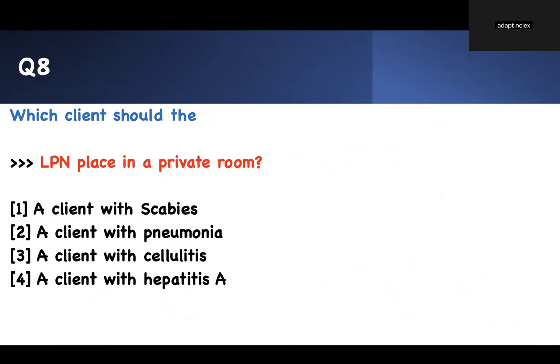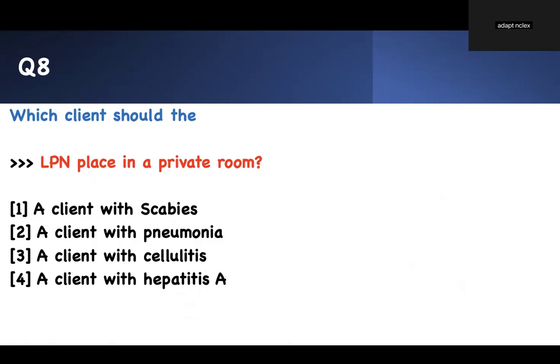LPN, place the client in what? Private room. Which client will you do? Somebody with scabies, somebody with pneumonia, somebody with cellulitis, somebody with Hep A. What do you think? You have to go back to your infection control strategy and ask yourself, which one is more dangerous? Which answer choice do you pick?